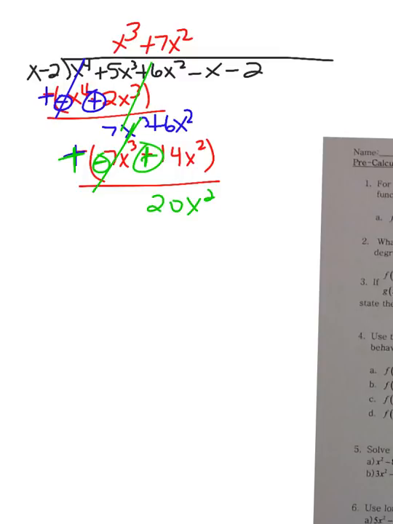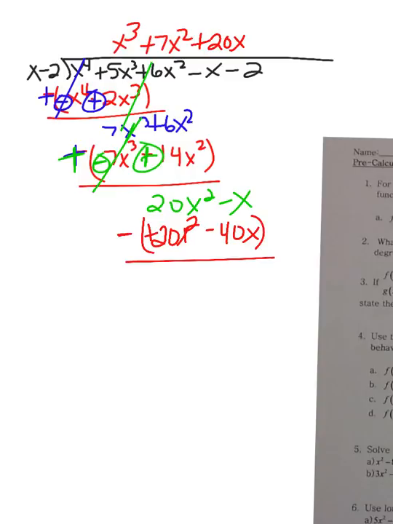Bring down the minus x. And then we have x times what is 20x squared? That is 20x. Multiply down, and we get negative 40x plus 20x squared. So we subtract and we get plus, minus, plus. So 20x squared and 20x squared, they cancel. So I have negative x plus 40x is 39x. Bring down the negative 2.